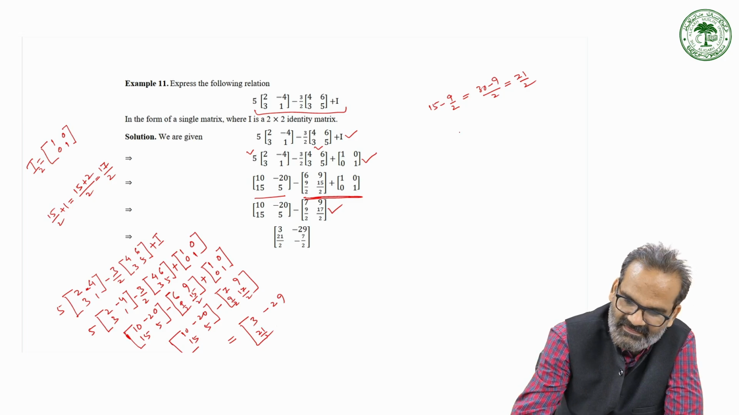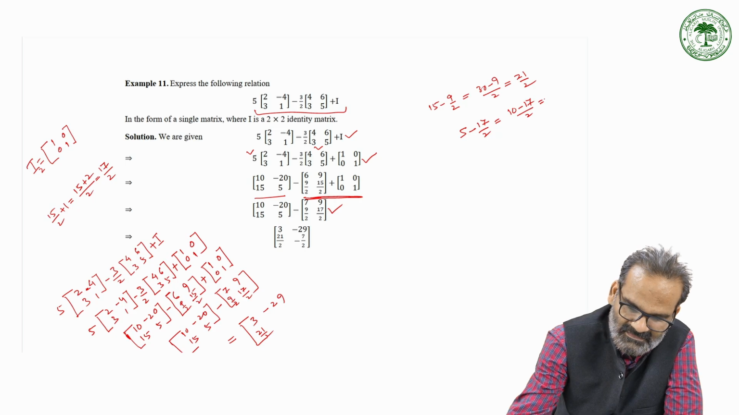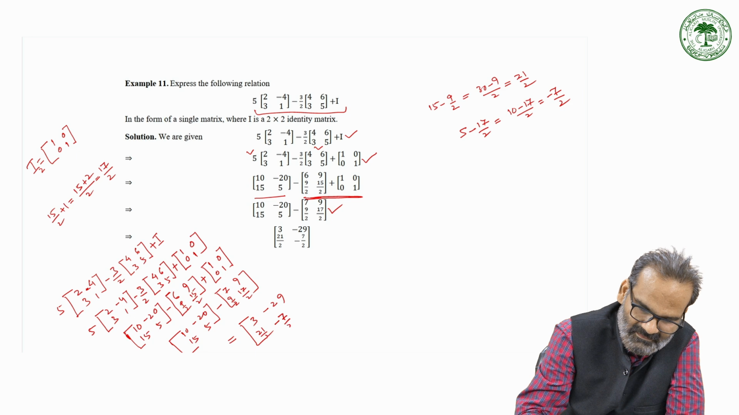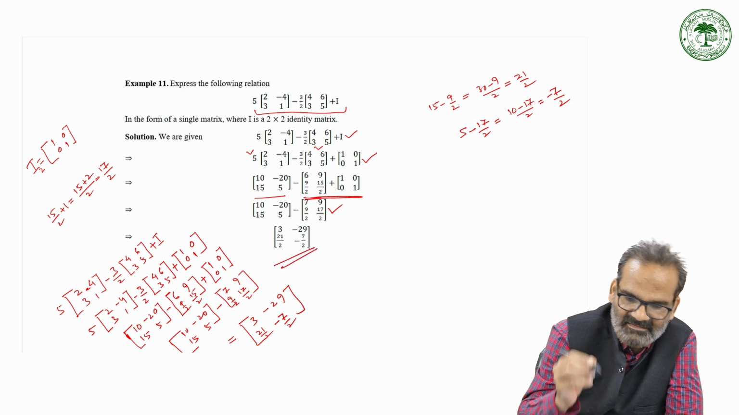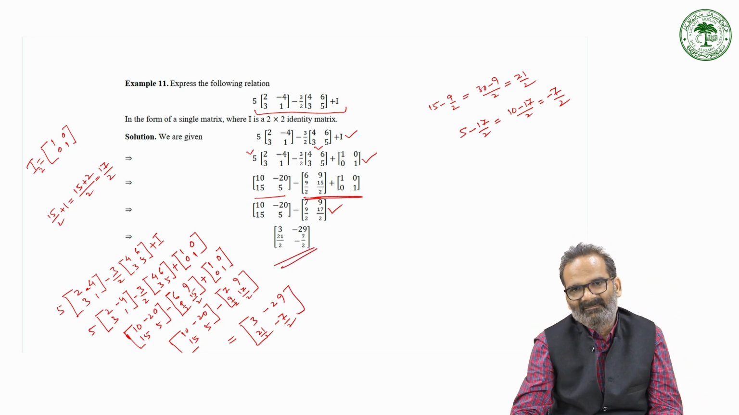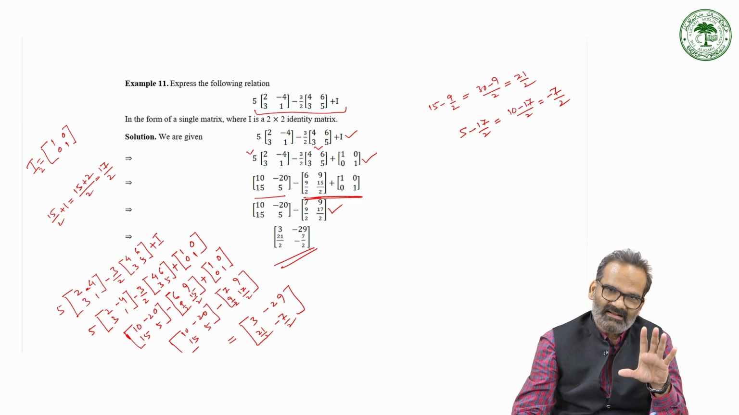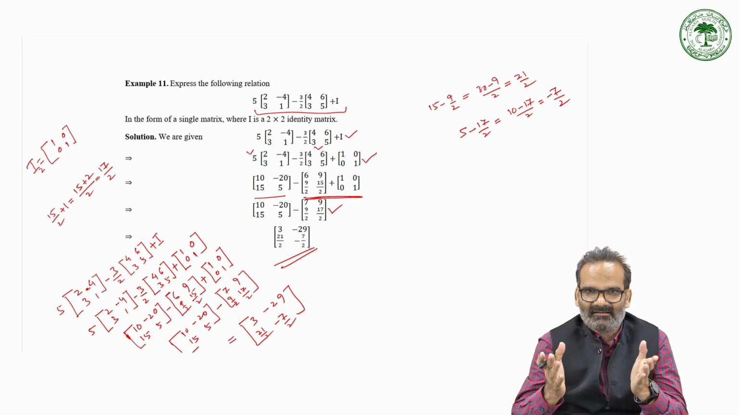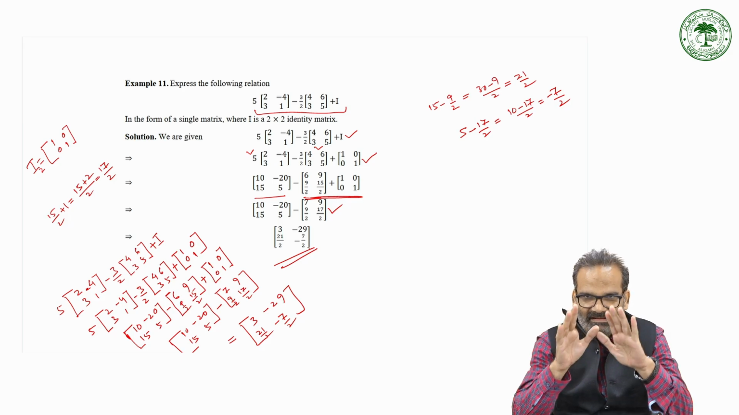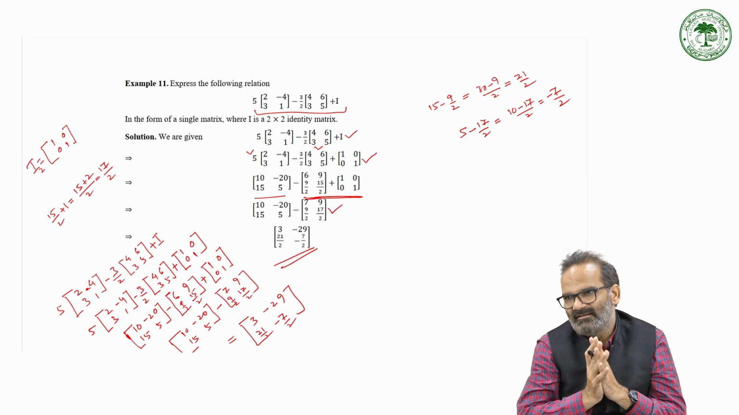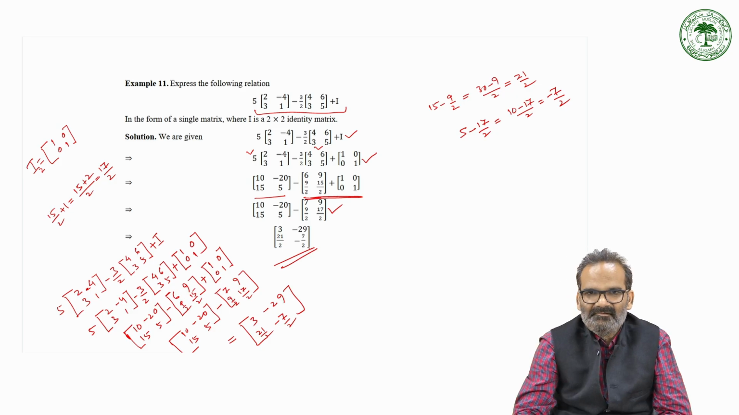5 minus 17 by 2. So 5 twos are 10, minus 17 by 2. So this is minus 7 by 2. The same matrix we will obtain from here, right? So this is in fact a matrix equation. And we will have to represent a matrix equation as a single matrix, right?